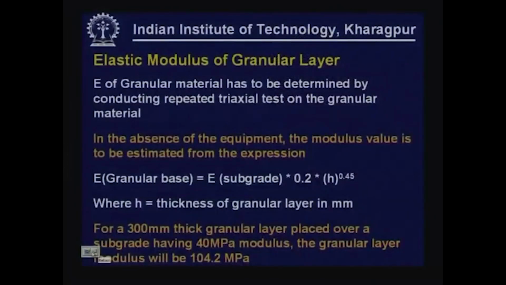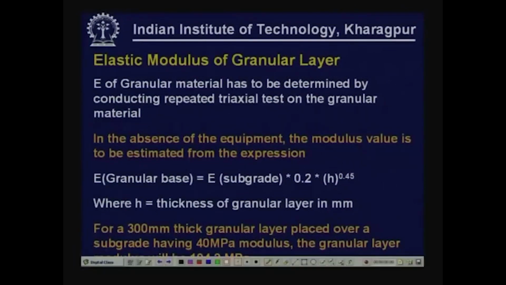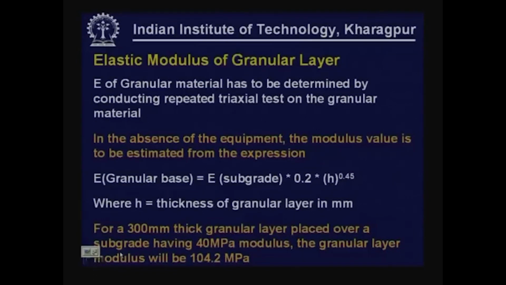So if you know the subgrade modulus value and also the thickness of granular layer that we are going to propose, using these two parameters, we can estimate the modulus value of the granular layer using what is known as the Shell equation, given as E granular base is a function of E of subgrade and thickness of granular base, which is in millimeters. So for a 300 millimeter thick granular layer placed over a subgrade having 40 MPa modulus value, the granular layer modulus value can be estimated as 104.2 MPa.